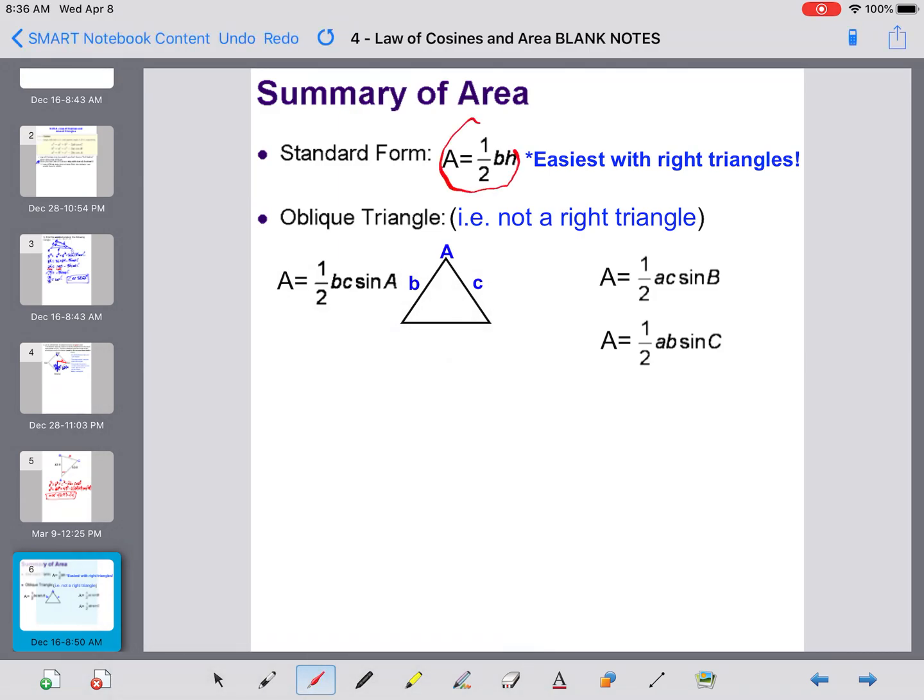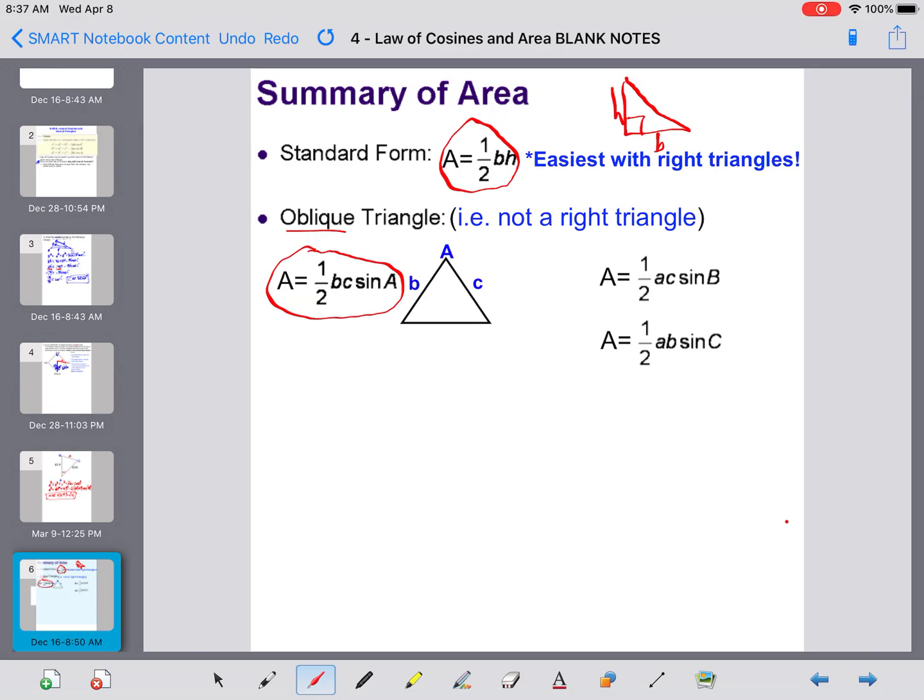So the easiest one, the one you've seen the most, is area equals 1/2 base times height. That's easiest when you have a right triangle, because this is your base and this is your height, right? So I would save that one for right triangles. Basically, any other triangle, I wouldn't use that formula. If you see a non-right triangle, which is called an oblique triangle, there's 3 of these formulas.